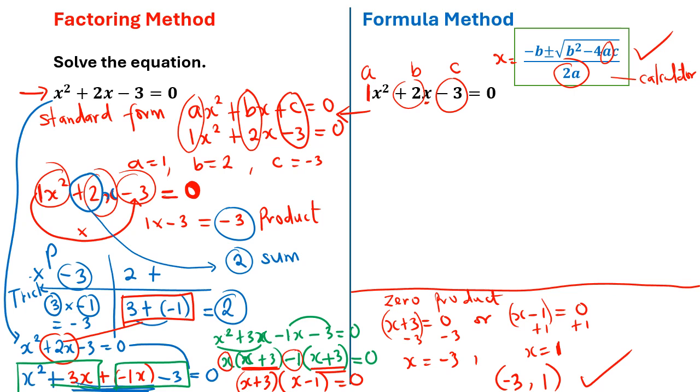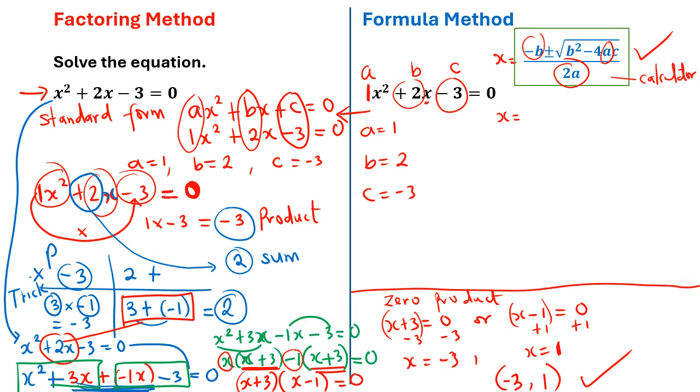So now we're going to plug all of that into this equation. Let's go ahead and just apply it. So x will be equal to, negative B goes in first. So whatever B is, we know that A is 1, B equals 2, and C equals negative 3.